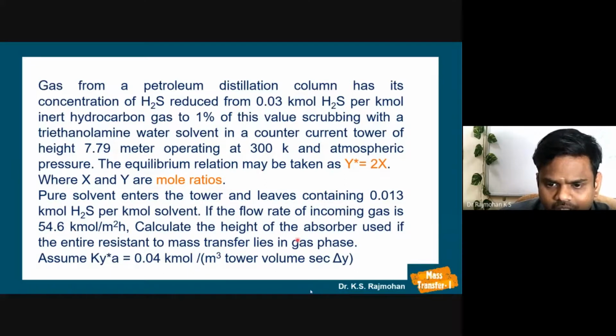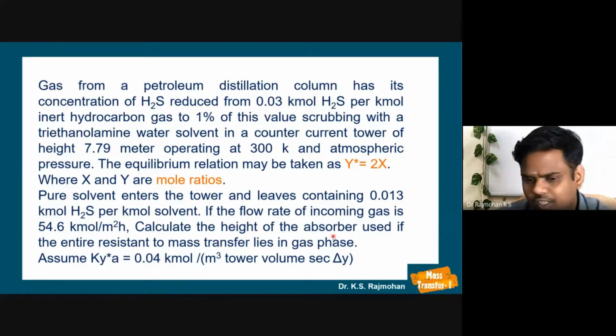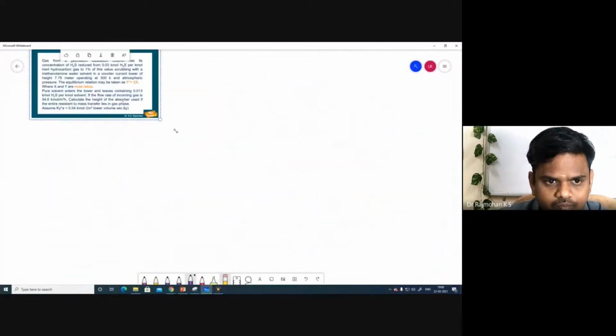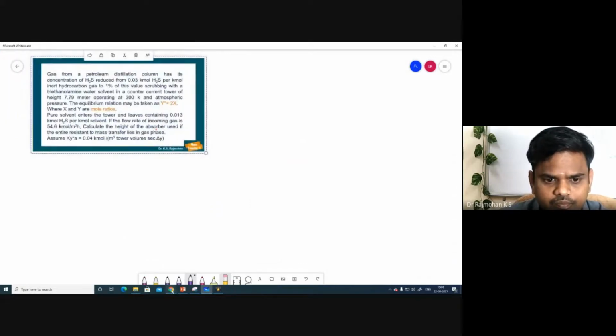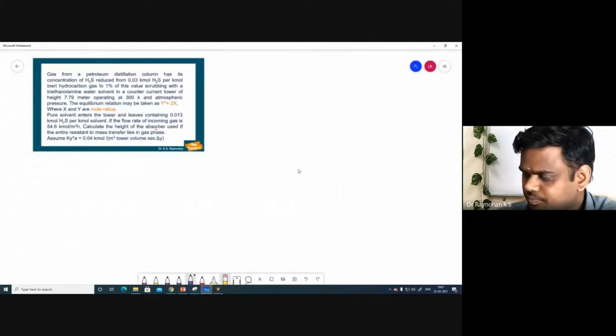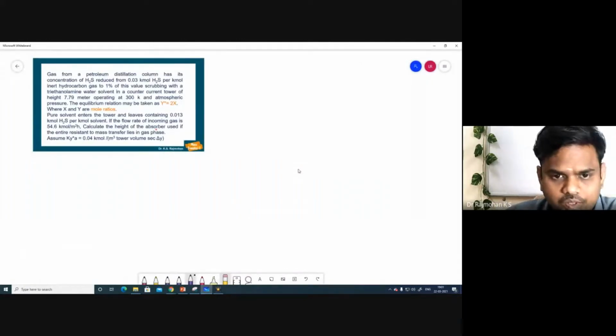we can determine the height of transfer units, and multiply the number of transfer units and the height of transfer units to get the height of the absorber. That is, the height of the packed column can be determined. It is given to assume the Ky·a value equal to 0.04.